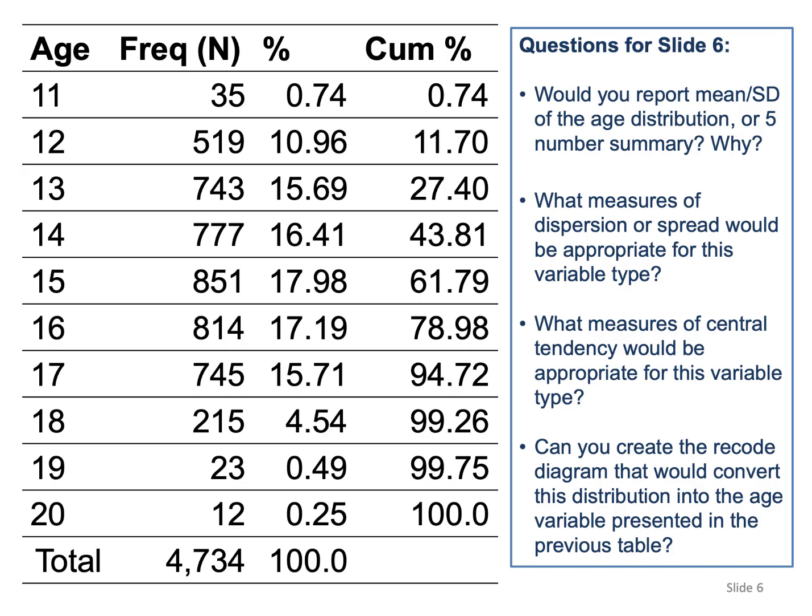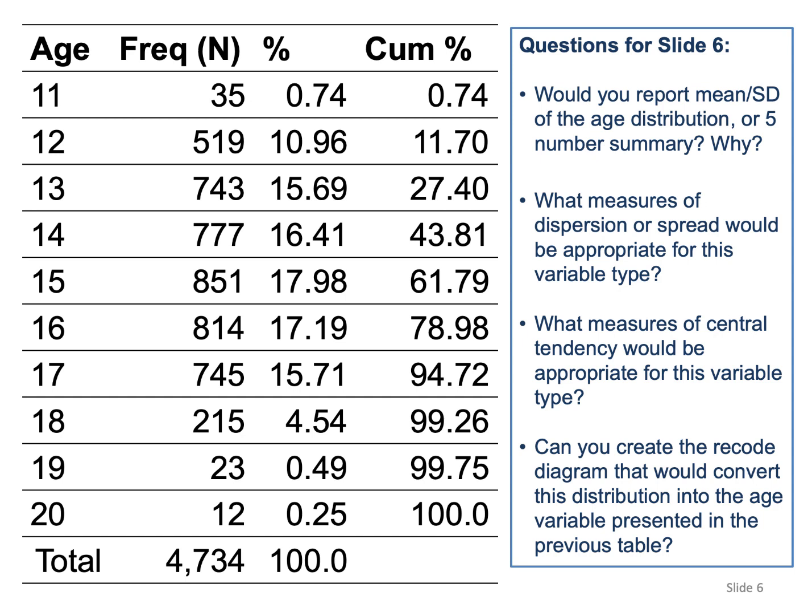Given this table that shows the actual ages that are reported, remember Table 1 reported them by group. If you have the age, say age 11, and 35 respondents were aged 11, and 519 were age 12, 743 were age 13, and so forth, you can see the 4,734 respondent ages here. You can also see the percent that falls within each age and the cumulative percent across all ages. Stop the video and see if you can answer these questions.